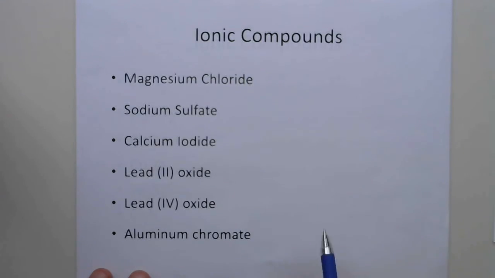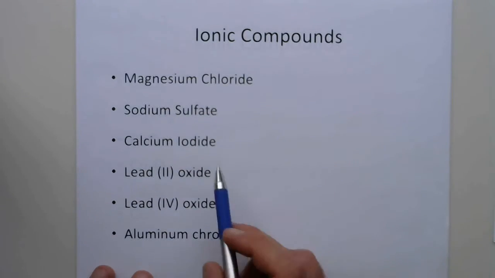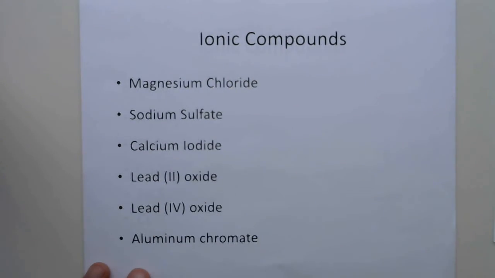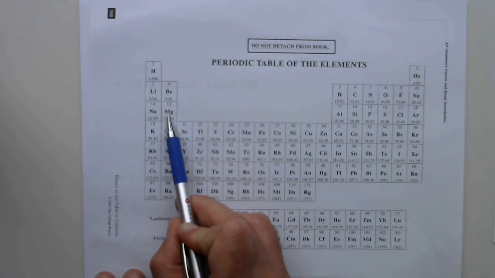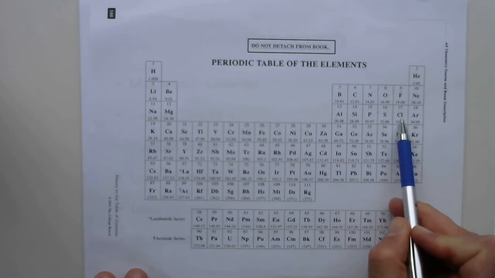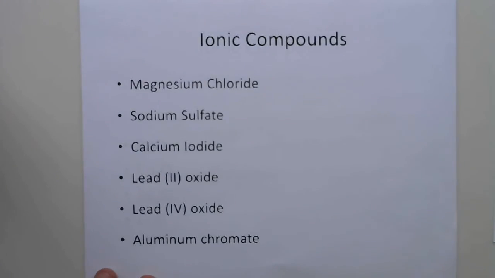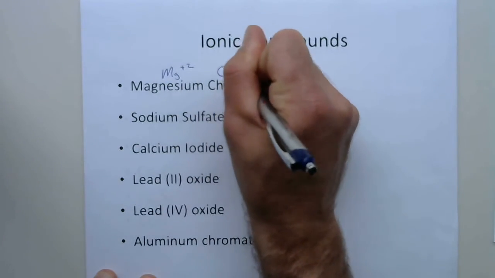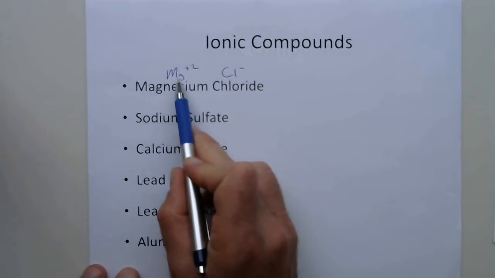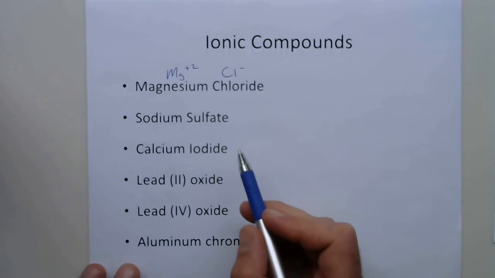All right, so examples. Magnesium chloride. When you're trying to do this one, figure out the charge of magnesium. It's right here on the periodic table, so we know it has a +2 charge. Chloride over here in group 17, we know it has a -1 charge. So the magnesium ion is a +2, chloride is a -1. Well, if we put these together, MgCl, the charges wouldn't balance out.